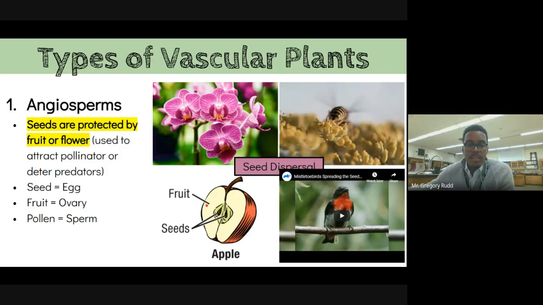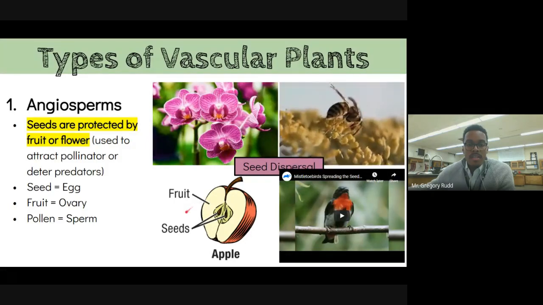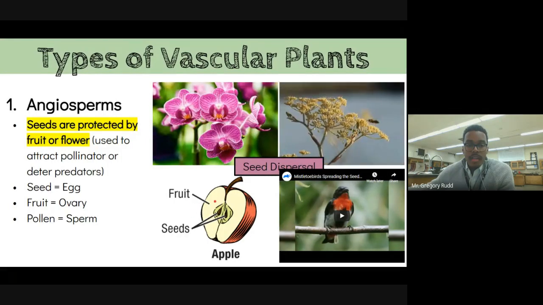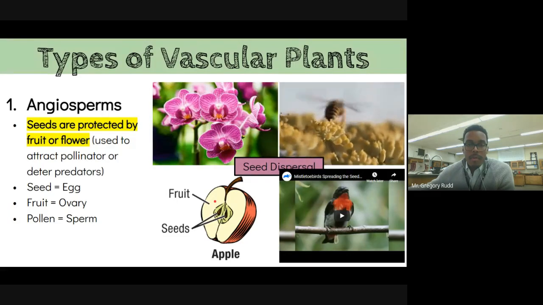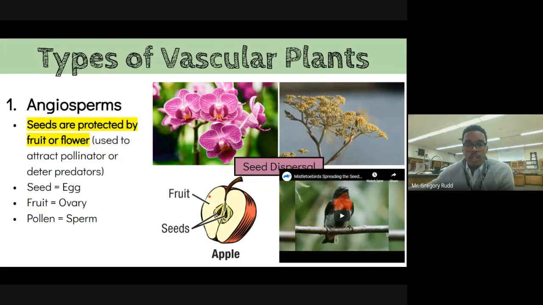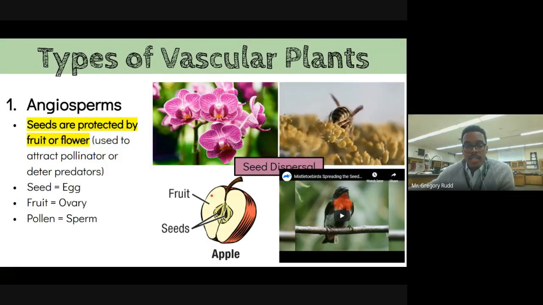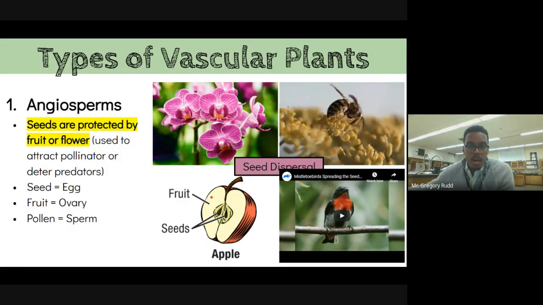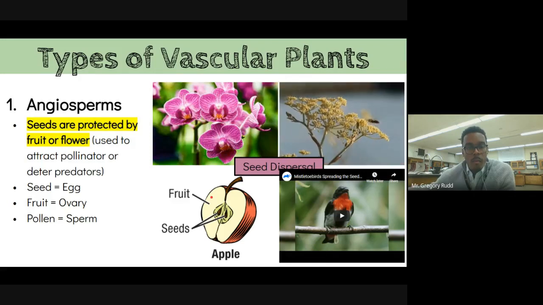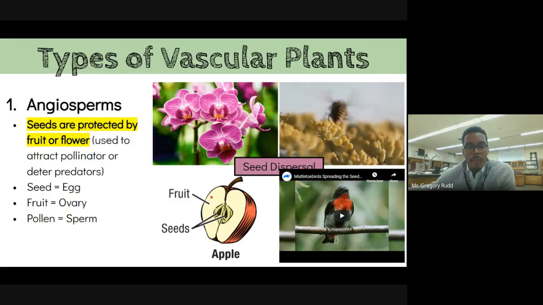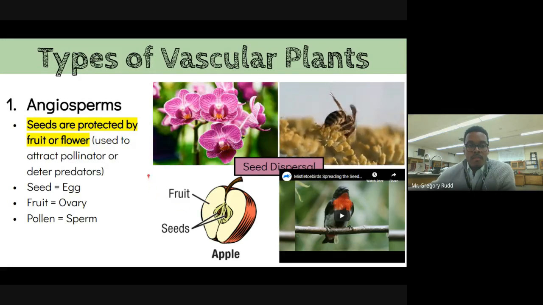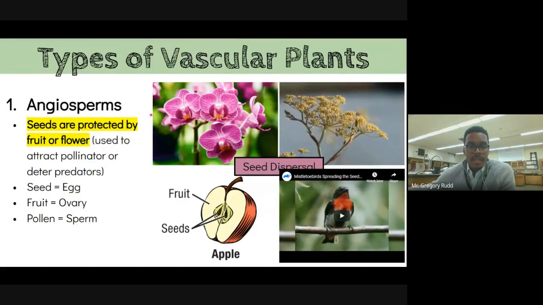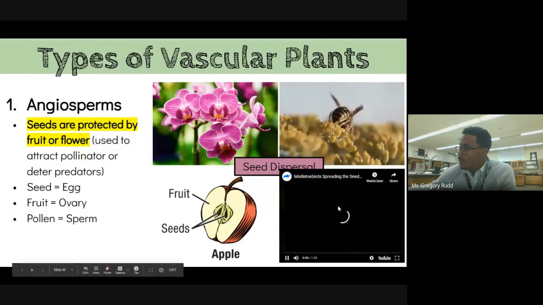If we were to compare this to a mammal, the seed would be like the egg of the mammal that would be produced by female mammals. The fruit is like the female mammal's ovary, which stores and protects the seeds until they're ready to be fertilized. And then pollen would be like the sperm. Okay, so angiosperms are vascular plants that protect their seeds with fruits and or flowers.